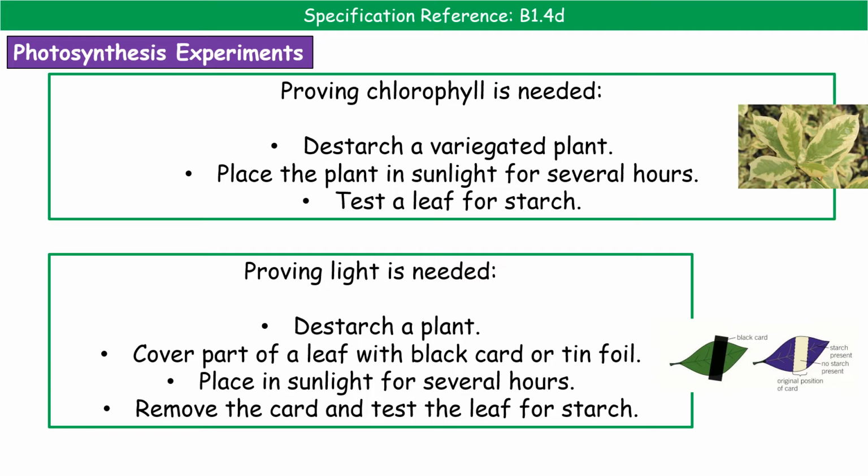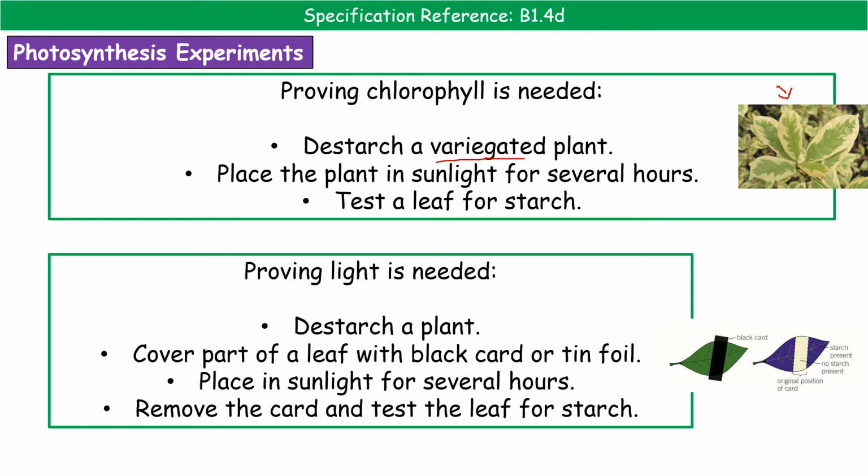So, let's look at the individual experiments that we could do. The first one, if we needed to prove that chlorophyll is needed for photosynthesis, we use a type of plant called a variegated plant. So you can see its name there, variegated. All that means is it's got the green areas and the white areas. So if you look at the little diagram on the right, you can see there are green bits and there are white bits. Green bits have chlorophyll, white bits do not.